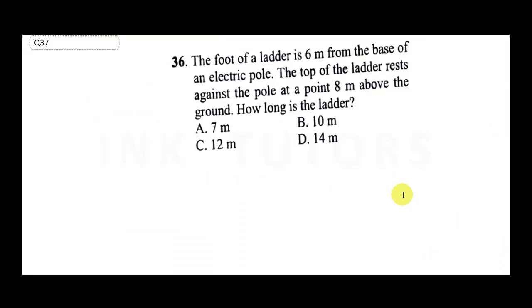It says the foot of a ladder is 6 meters from the base of an electric pole. Now, this is the electric pole. This is the pole. Now, this is the ladder. This is our ladder, so this is the foot of the ladder. It's 6 meters from the base of the electric pole. So, this is 6 meters.